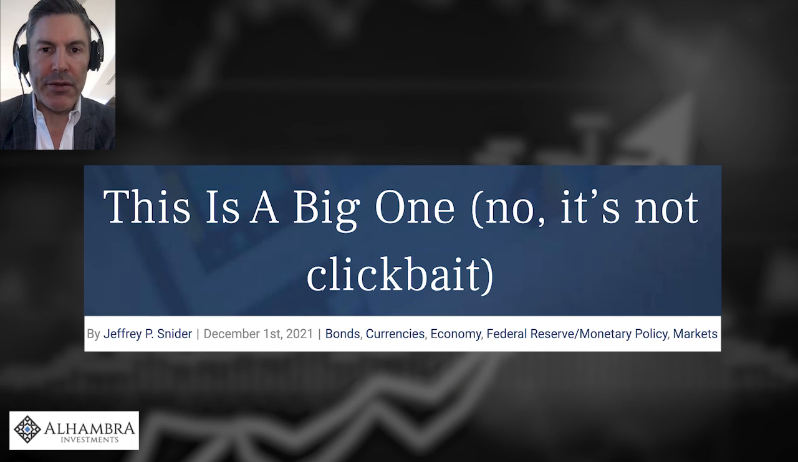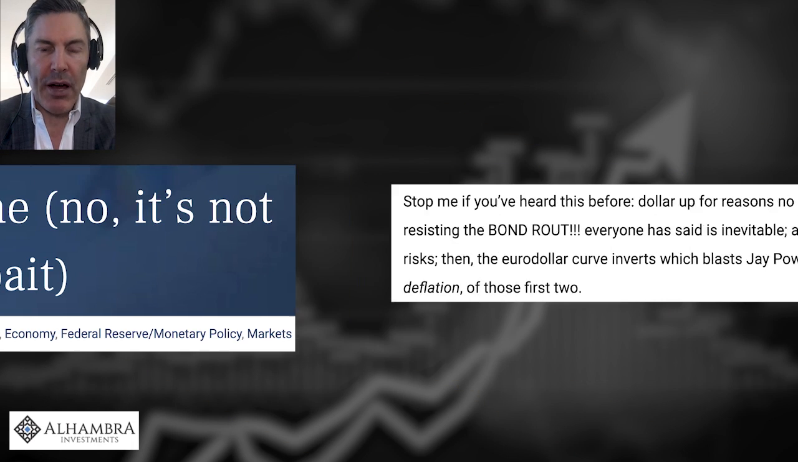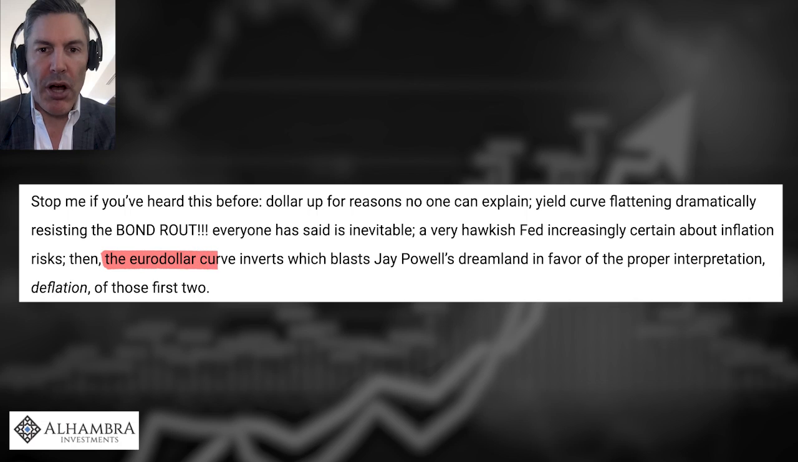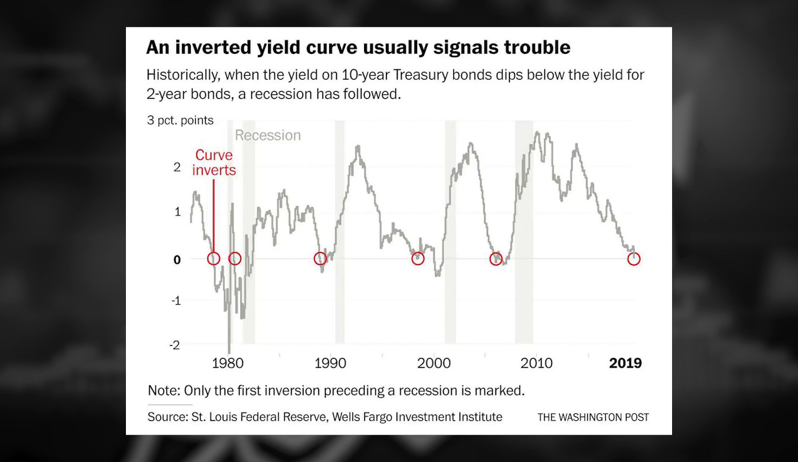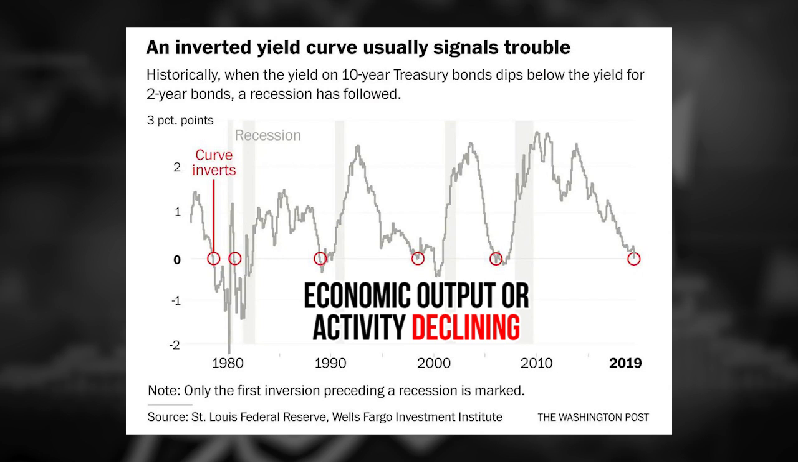In this blog post from December 1st, Jeff points out that the euro-dollar futures curve has also just inverted. And this is a predictor very much like the bond market yield curve inversion that we saw in 2019, and that we've seen several times throughout past decades, that have predicted a recession. Or again, let's use the term economic output or activity declining.